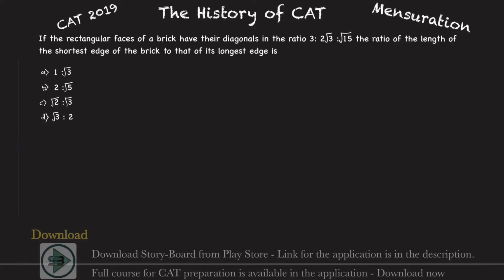Hello everyone. Welcome to the History of CAT. In this section of History of CAT, we solve a problem on mensuration which appeared in CAT 2019. Okay, so let's see what the problem is saying.